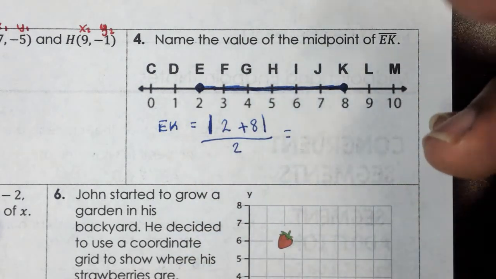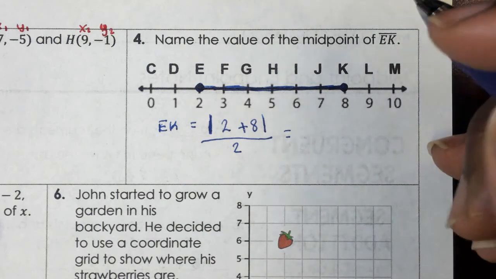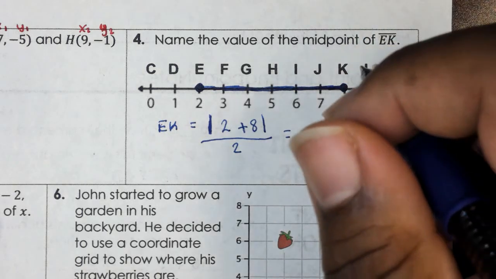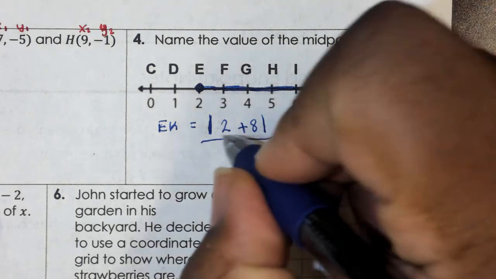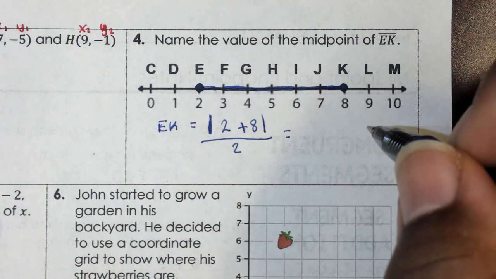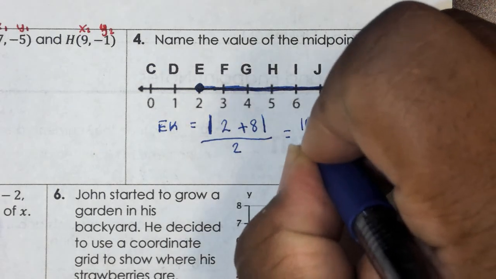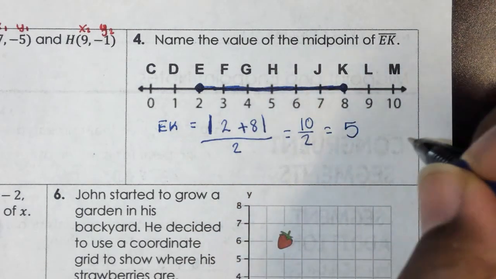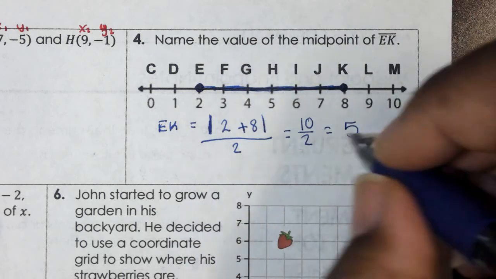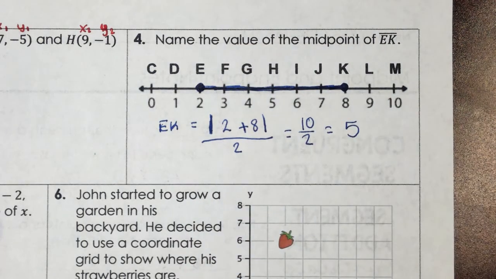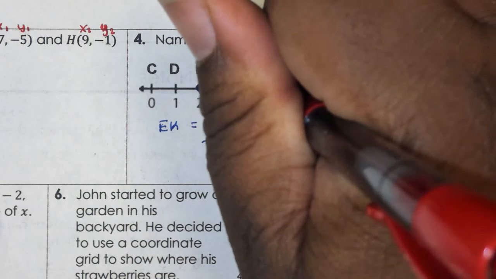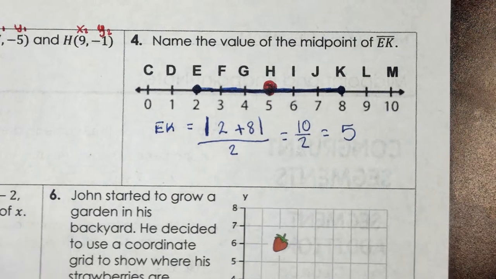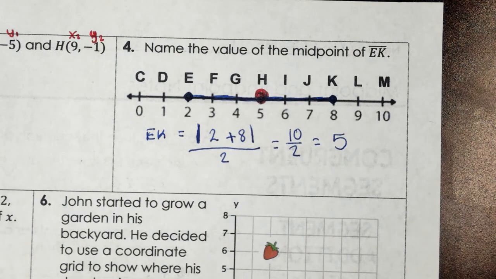Absolute value always turns everything positive. It doesn't really turn stuff positive, but you're supposed to turn things positive because it's asking you how far a number is from 0. You can never tell them a negative number when you do that. So 2 plus 8 is 10. 10 divided by 2 equals 5. So my midpoint on this one will be at 5. Right here. On that one you could have just counted, but if you had to do it mathematically, that's how you would want to do it.